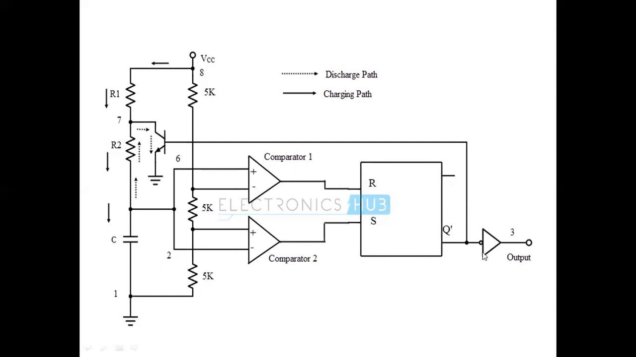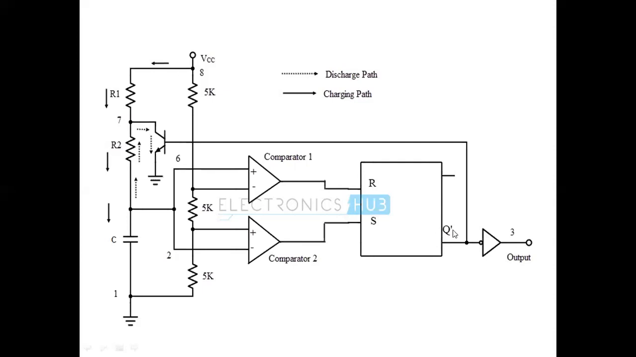Q bar is 1, and here we have an inverter. We get logic high, that is 1, as the input, and we get logic 0 at the output. So initially, if the flip-flop is in reset mode, Q is low and Q bar is 1. If Q bar is 1, the output is low. So this is the initial condition.